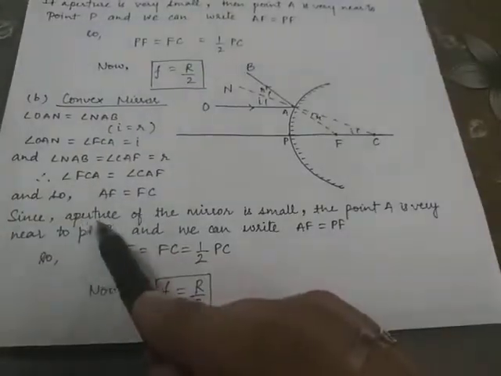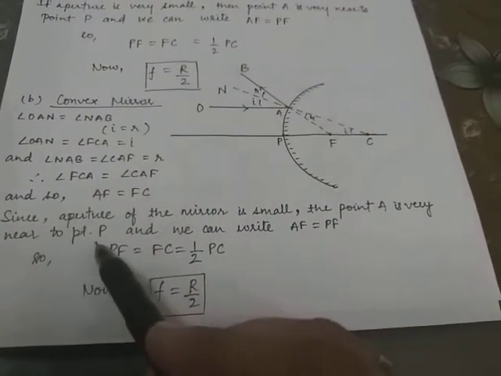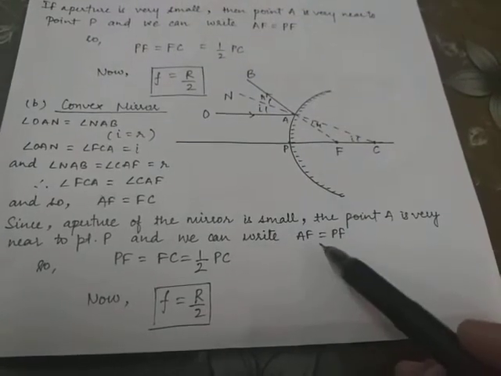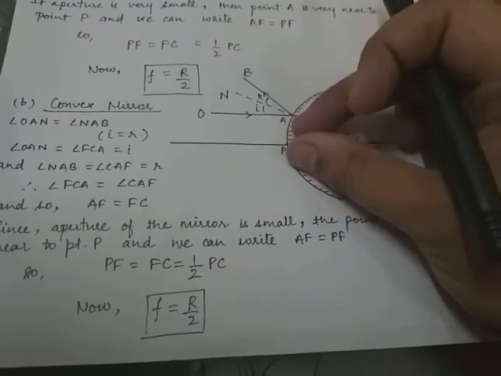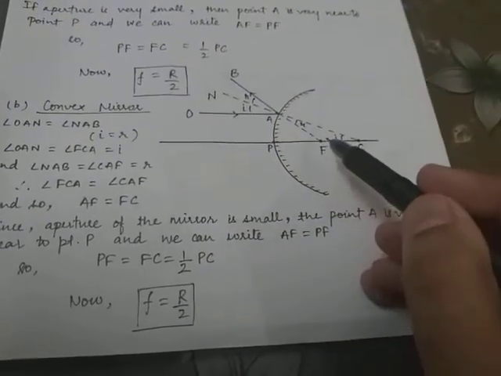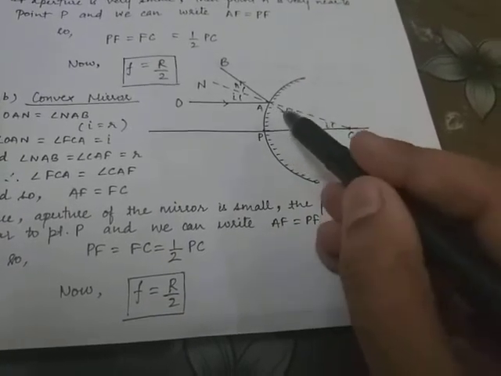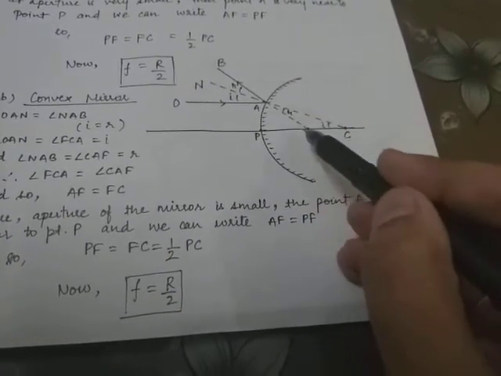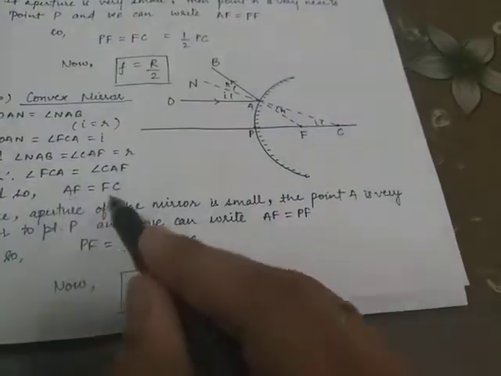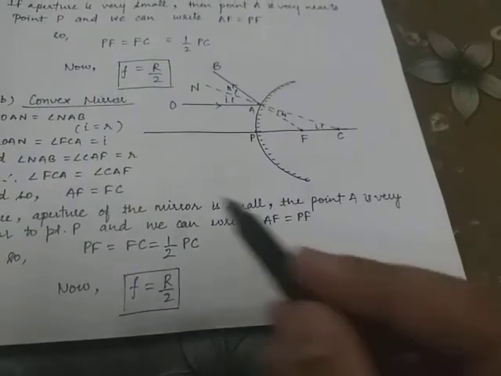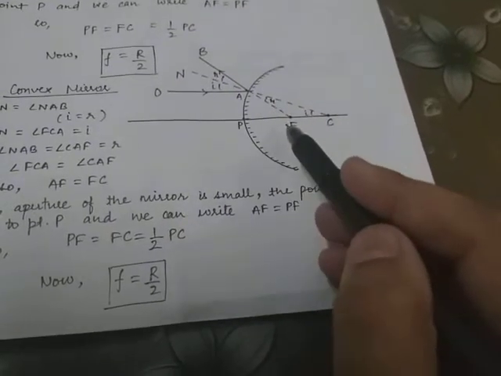Then aperture of mirror again is very small. The point A is very near to point P, and we can write AF is equal to PF. Means this point A is very near to point P, then AF is almost equal to PF. In that case, in this equation we can replace AF by PF, so it will become PF is equal to FC.